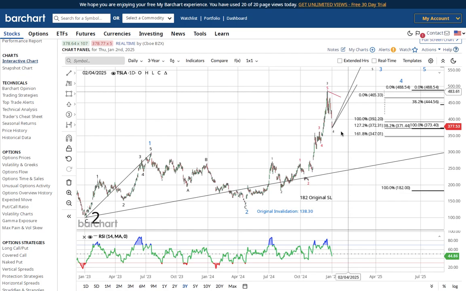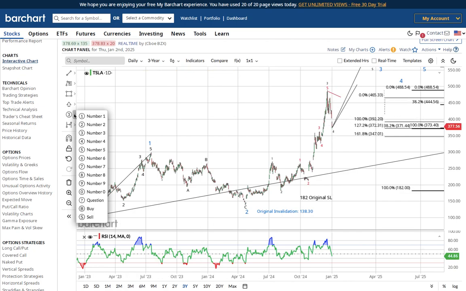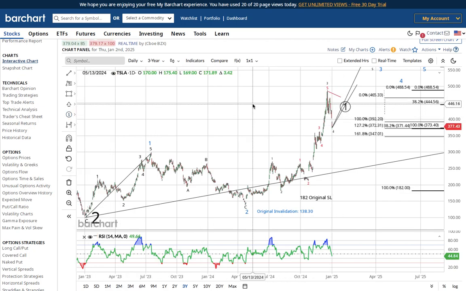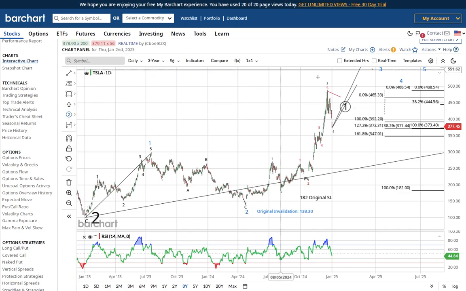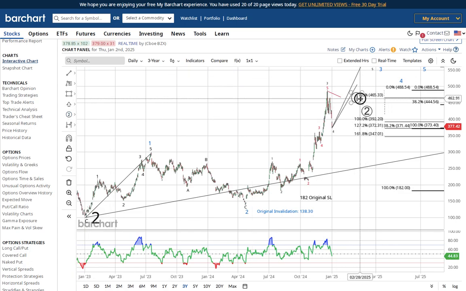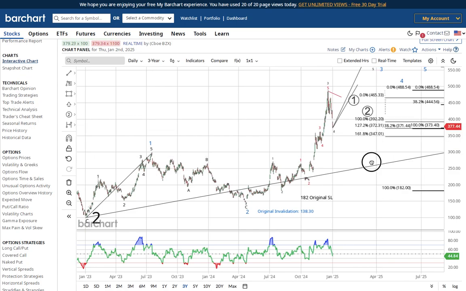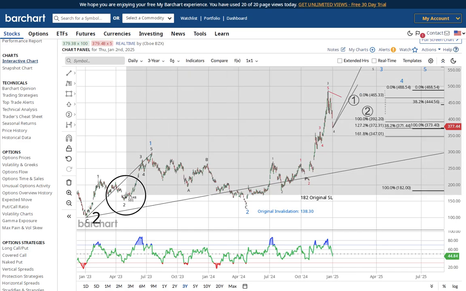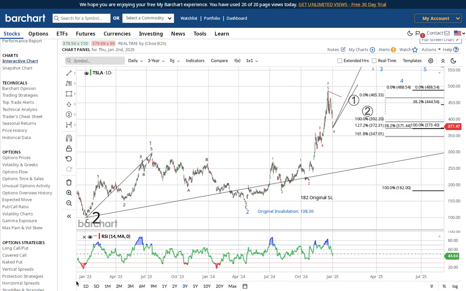Now, the reason wave 5 can be a little ambiguous is because the best target comes from when wave 5 forms a small wave 1 and a small wave 2. Because then wave 1 and wave 2 can be measured. That's a very pretty thumbnail, I think.